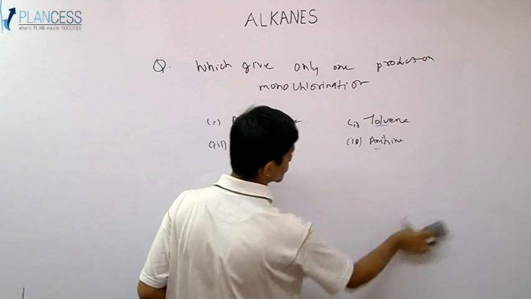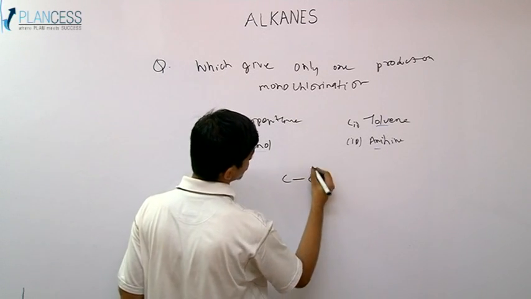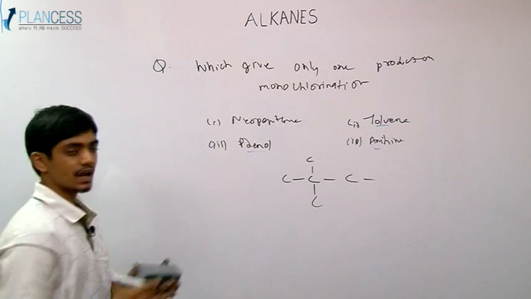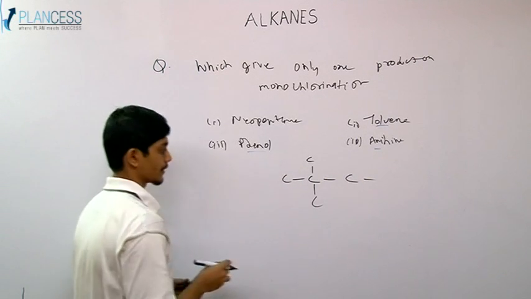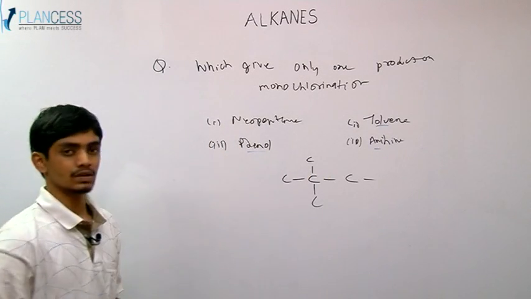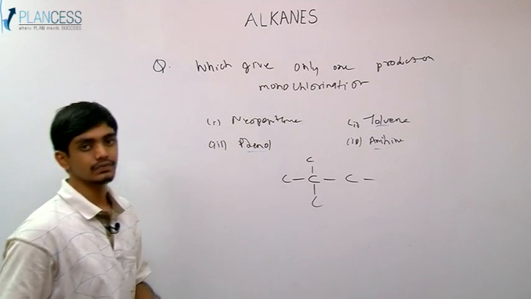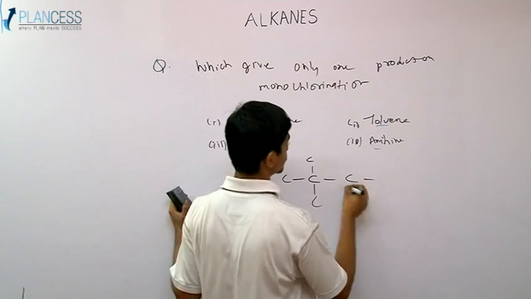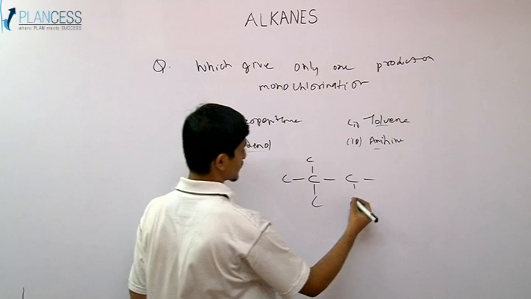Neopentane structure is CC, CCC and C. I am not putting the hydrogens because they are not so important. Now, can monochlorination happen over this carbon? There are no hydrogens on the middle carbon. That means monochlorination can't happen over it. What about this carbon? Yes, the monochlorination can happen.